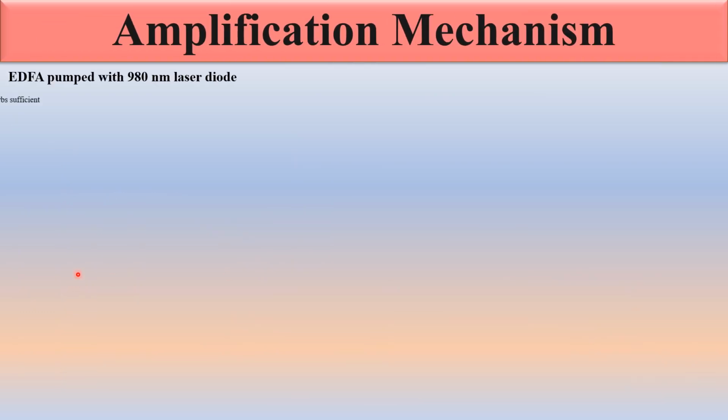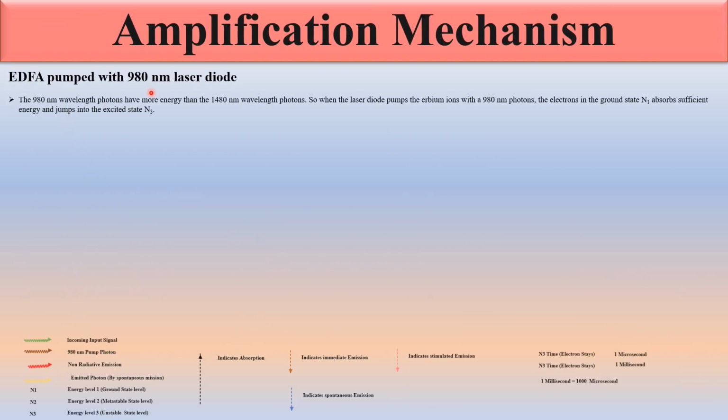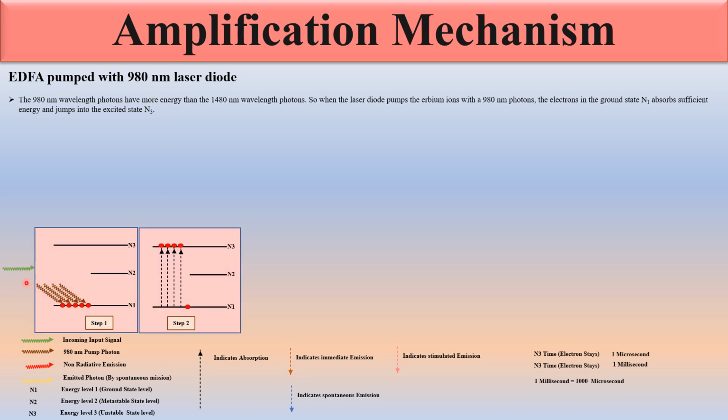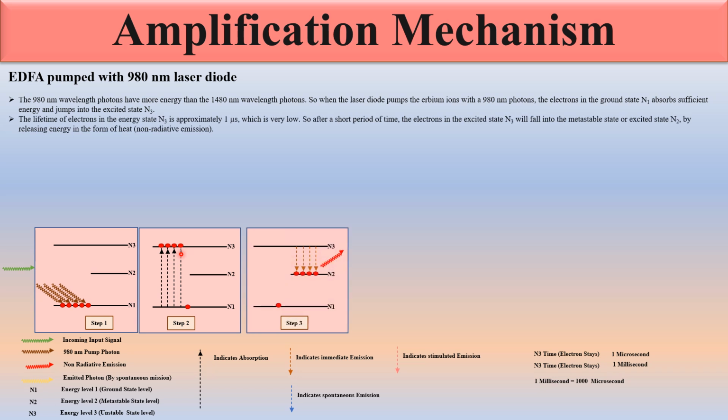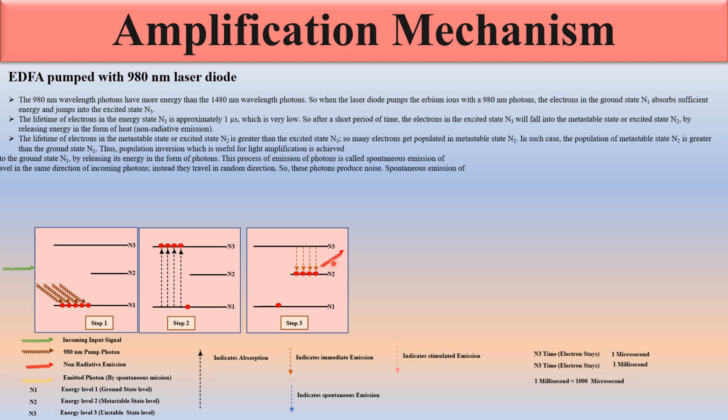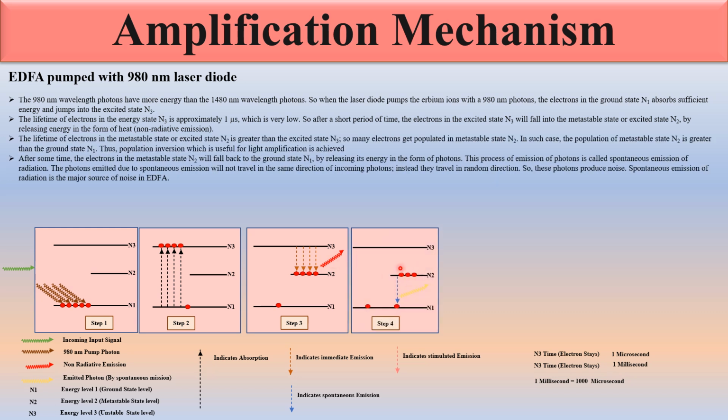So let's see the amplification mechanism when we are using 980 nanometer laser pumping. You can see when we are using 980 laser pumping, there are three energy levels, N1, N2, N3. The electrons absorb the 980 nanometer photon signals and go to the N3. Here it stays only for 1 microsecond and moves from N3 to N2 very fast. This is the non-radiative emission. And here is the metastable state. So the electrons quickly absorb the energy, move to N3, move fast from N3 to N2, and here they stay for 1 millisecond.